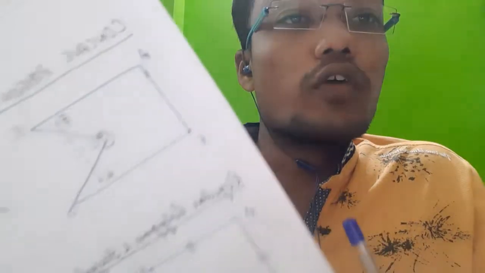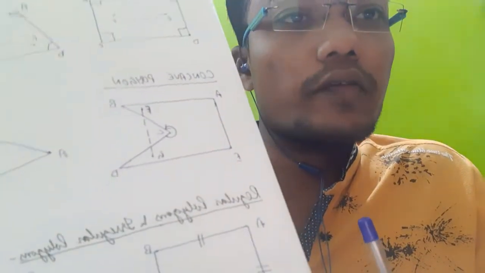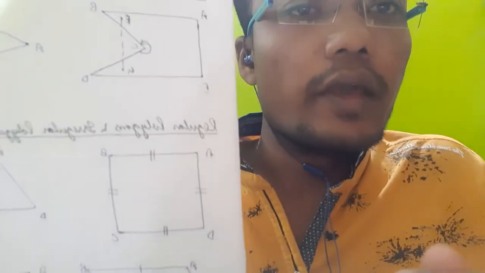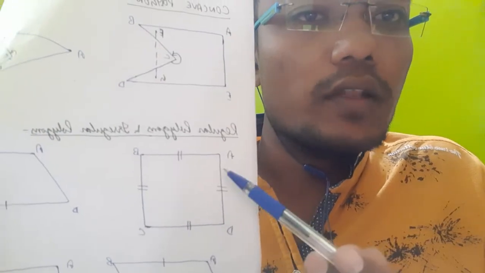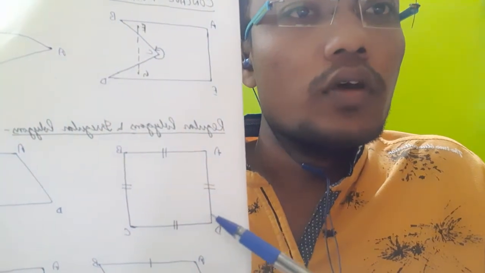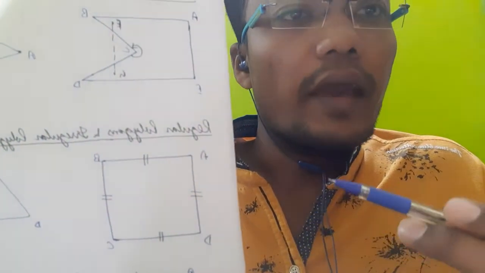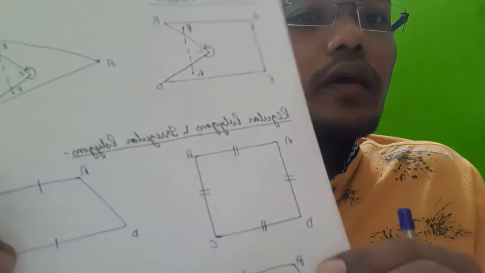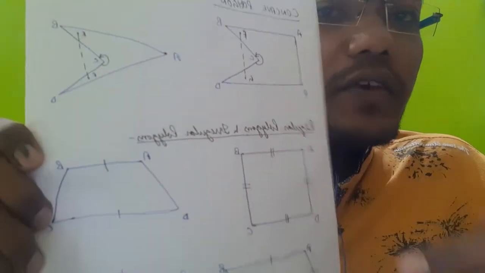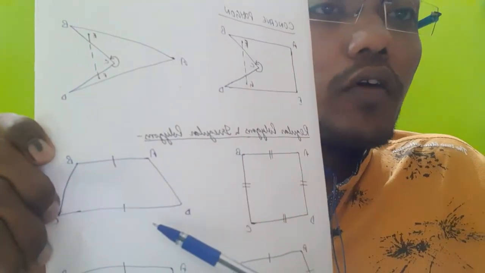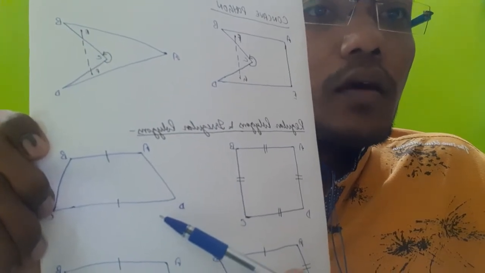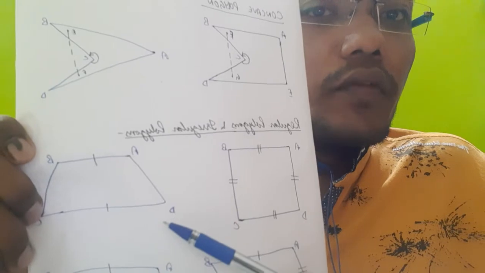Coming to the regular and irregular polygons, regular polygons are those in which all the sides and all the angles are equal. One of the basic regular polygons we generally come across is the square, right? In a square, all the sides are equal and all the angles are also equal. So any polygon which has all the sides equal and all the angles equal is a regular polygon, right? And on the other side, we have the trapezium, in which one pair of the sides are equal. Not all the sides, but one pair of the sides.